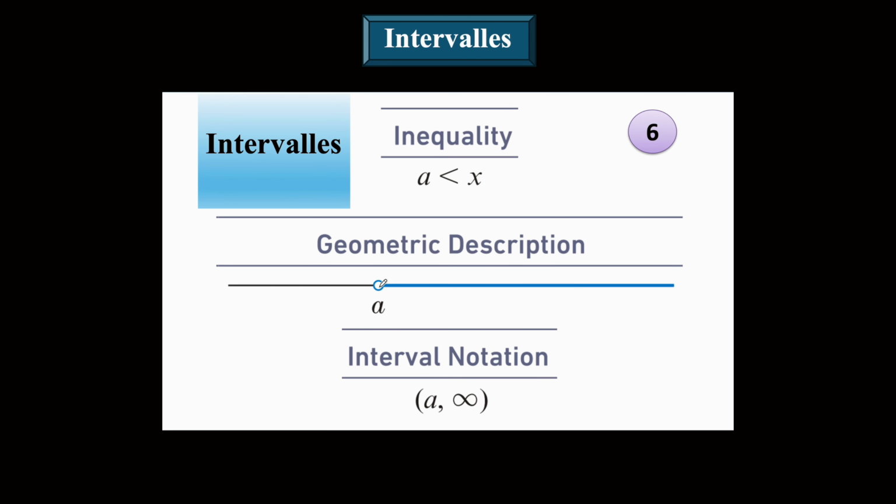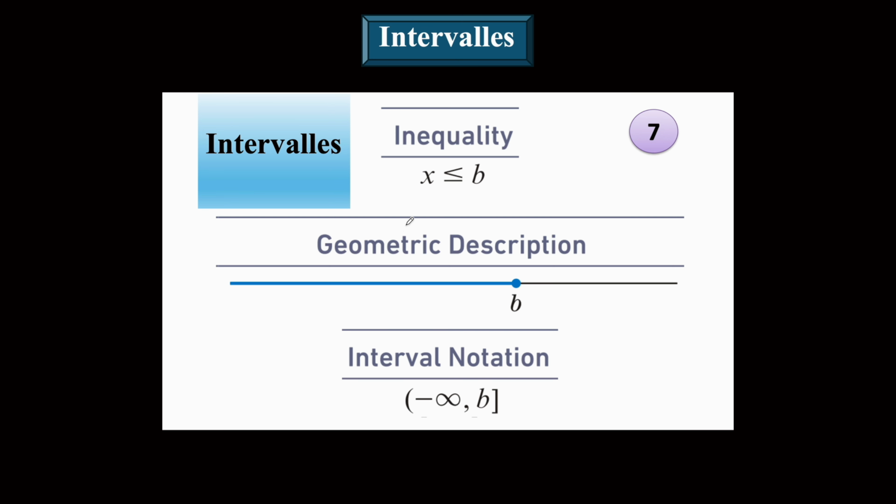Now x is smaller or equal to b. Geometric description for that, we come from minus infinity until b. Since we have equal, b is included, so interval notation for that, from minus infinity until b with a closed square bracket.